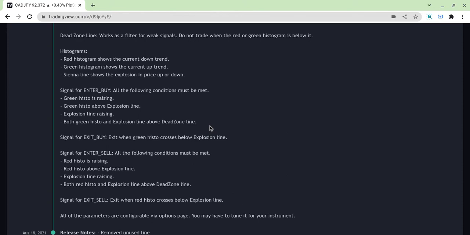Now, of course, the way we trade, it doesn't have to necessarily be exactly this. I'll show you something for my students, but they'll have a separate video. But for you guys, it depends on your approach. This right here may be a little bit different, but everything else needs to be true. Histo needs to be going up, not down. It needs to be above the explosion line, and both of them should be above the dead zone line.